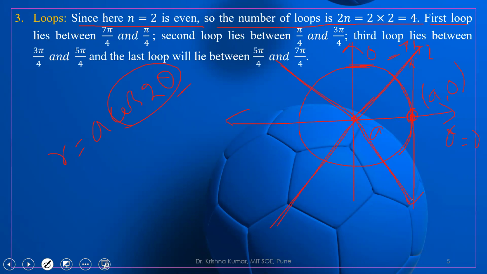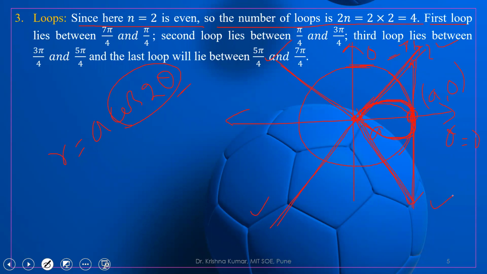Okay, so now just look here. This is a tangent, and this is a tangent. So clearly one loop will lie in between these tangents. This is the first loop. Now the curve is symmetric, and how many loops does it have? So just look here, how many tangents it has: first tangent, second tangent, third tangent, and fourth tangent.